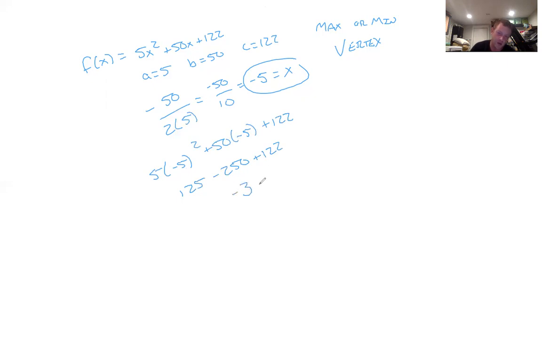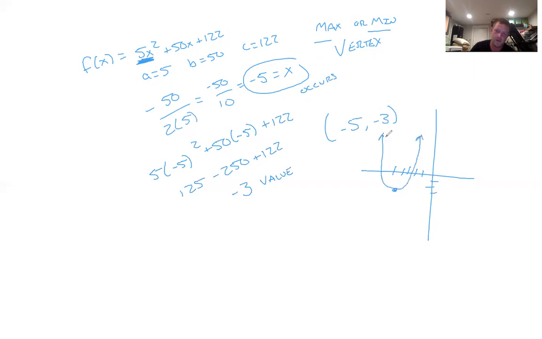So this is the value, and this is where it occurs. So your vertex is negative 5, negative 3. Now, is that a max or a min? It all depends on this. Again, remember when we talked earlier, if it's positive, it's a graph that goes up. So notice it's on the bottom of a hill, so it has to be your minimum.